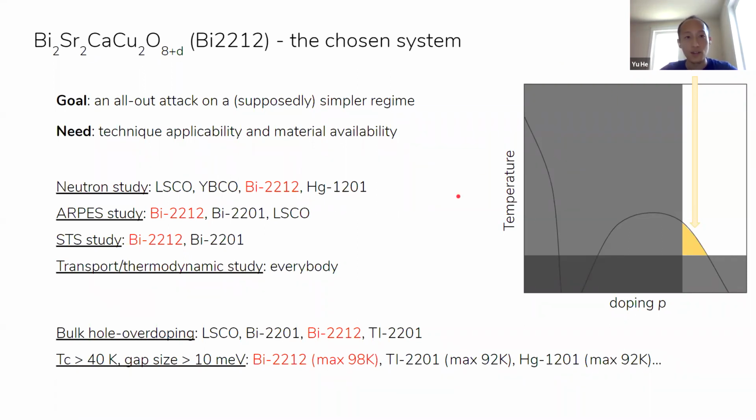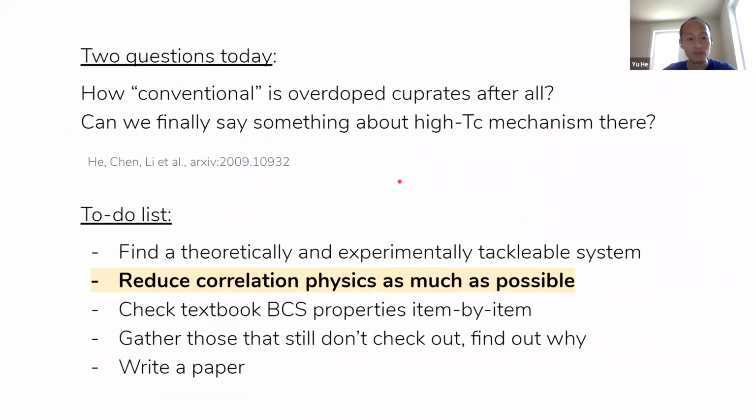Okay. All right, let's keep going. So now I think we're ready to move on to the second step. Let's take it slow and pedagogically. We want to reduce the correlation physics as much as possible, to make our life easier.